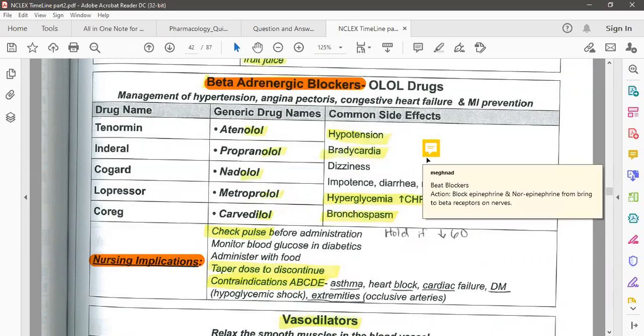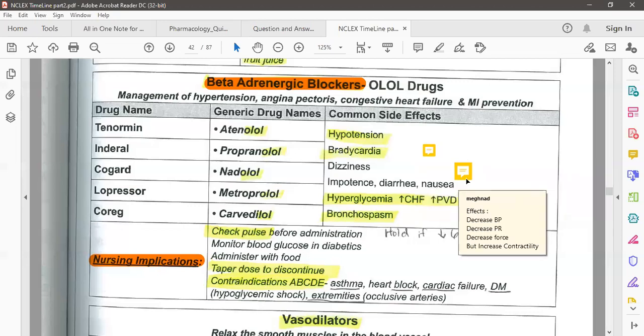How do beta blockers work? What is the mechanism of action? Beta blockers block epinephrine and norepinephrine from binding to the beta receptors on nerves. Epinephrine and norepinephrine increase the blood pressure. Beta blockers block them, so they do not work and blood pressure goes down. What are the effects? Like calcium channel blockers, they decrease blood pressure, so we use them as antihypertensives. They reduce the pulse rate and force, and they increase the contractility of the heart and the blood supply.